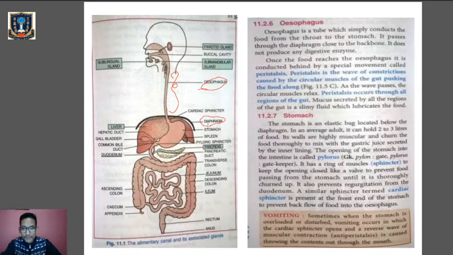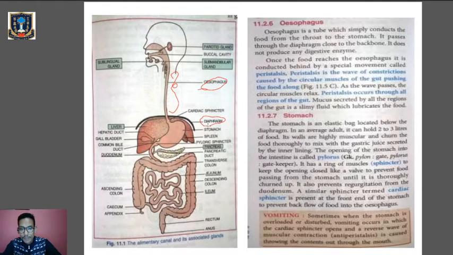Now, this oesophagus does not produce any type of enzymes, because enzymes are essential for the digestion of food particles, but the oesophagus does not produce any digestive enzyme that will help in digestion. Clear? Once the food reaches the oesophagus, it moves toward the stomach by the action of peristalsis, which we have learned in the last class, where there is rhythmic contraction and relaxation of the muscles of the gut, so that the food will move towards the stomach from the oesophagus.